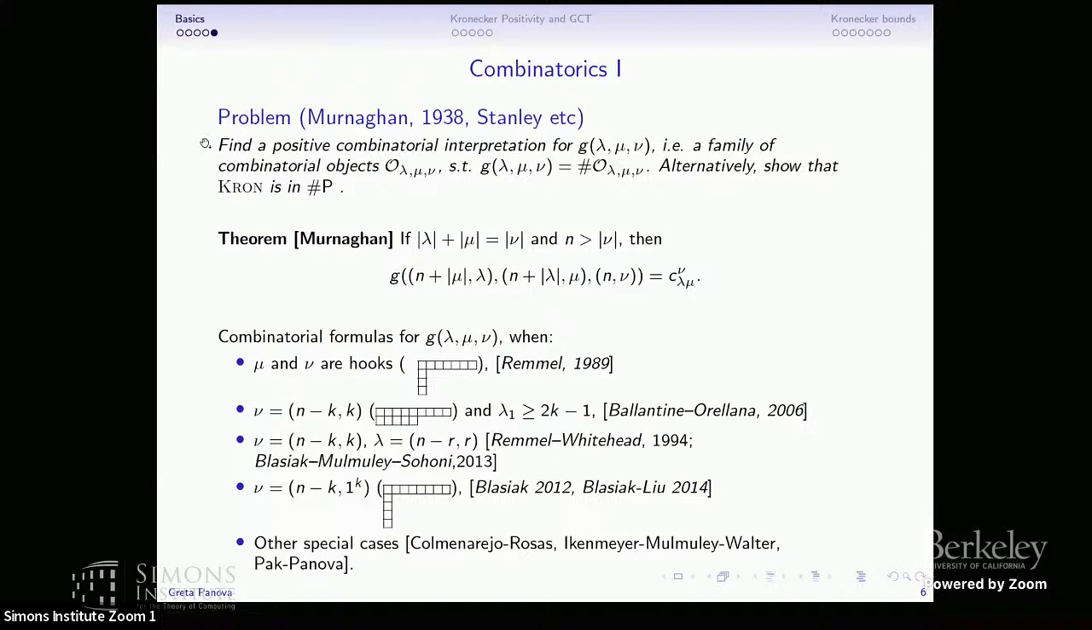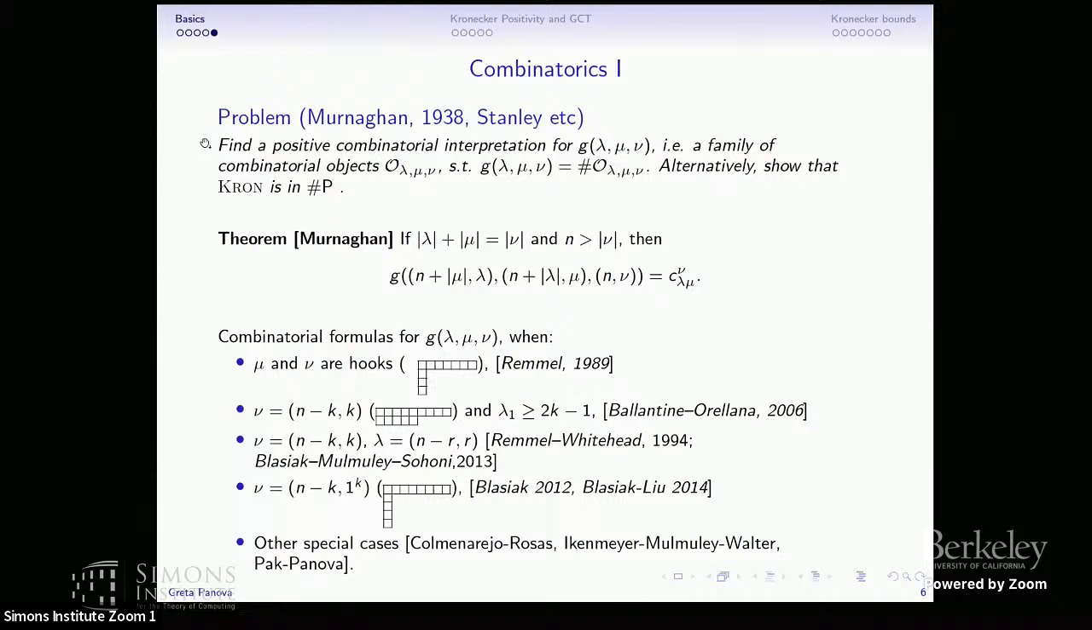So this is one reduction. The other things that we know are only very special cases. The first results came in the late 80s, when two partitions are hooks, in which case the third partition can be at most a double hook. So it's very, very restricted. And there are some other special cases, but overall, even the general case of having a two-row partition and two arbitrary partitions, we don't really know.